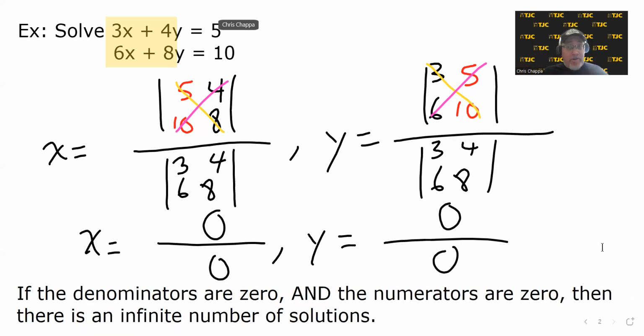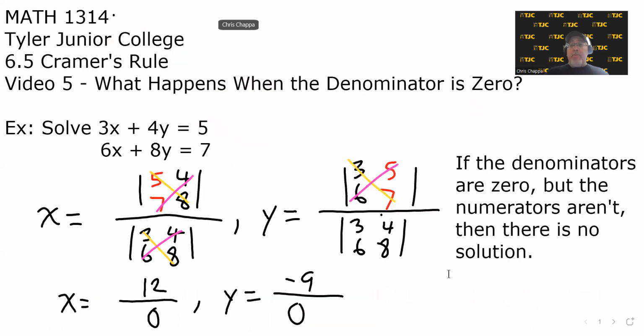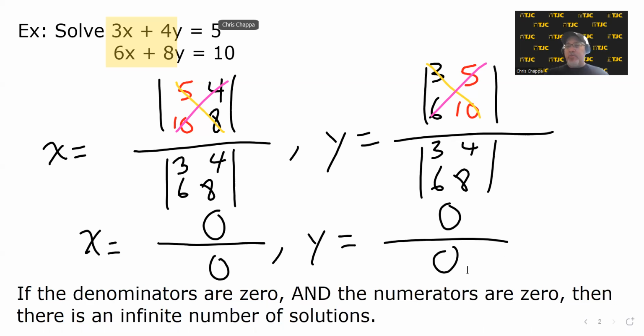So 0 in the denominator is what triggers a non-traditional solution set. Normally, a system has a unique solution. A 2x2 system has a unique solution. The exceptions are when it has no solutions or an infinite number of solutions. 0 in the denominator sets off both of those exceptions. If 0's in the denominator but not the numerator, there's no solutions. But if 0's in both the numerators and the denominators, there's an infinite number of solutions.